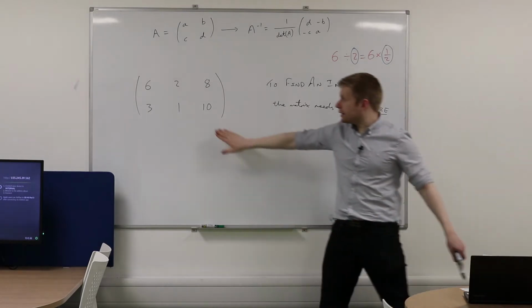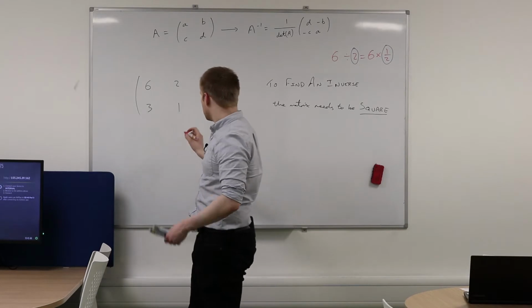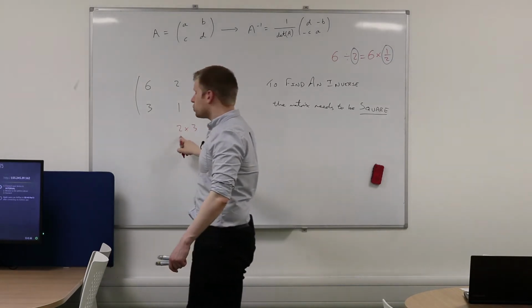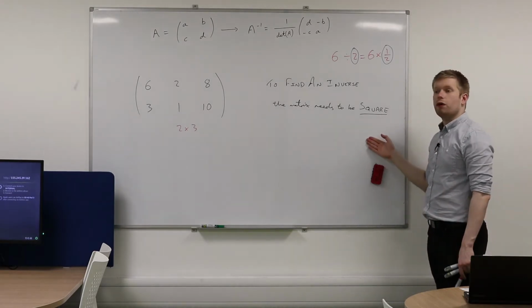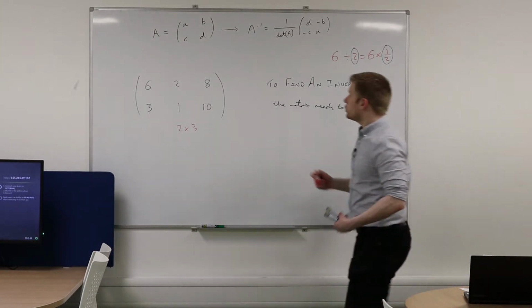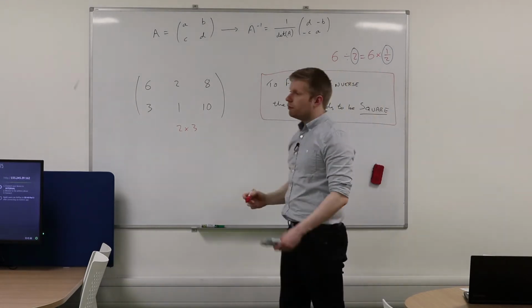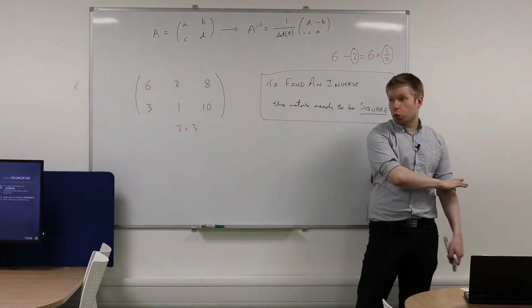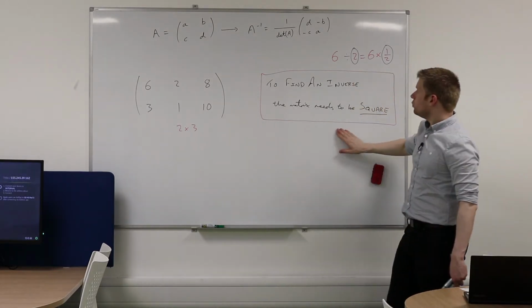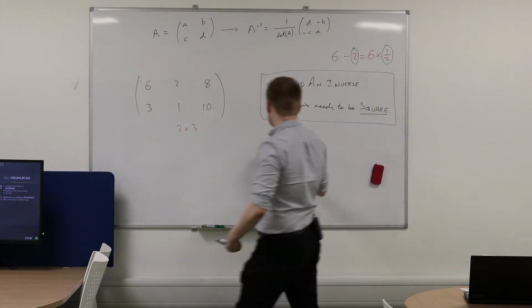Okay? So you see with this example here, what are the dimensions of this matrix? It's a 2 by 3, right? So because the number of rows isn't the same as the number of columns, I can't even attempt to find an inverse here. Okay? So just be aware, there are some matrices out there where you can't find an inverse because the determinant is equal to 0. But also, if you even just want to try and find an inverse, you need to make sure that the matrix is square.